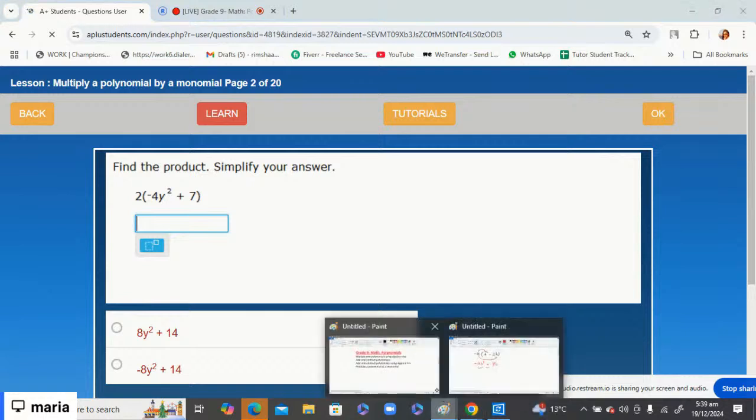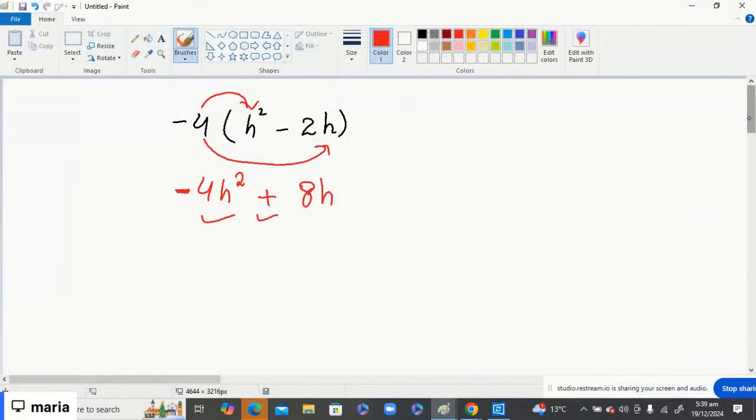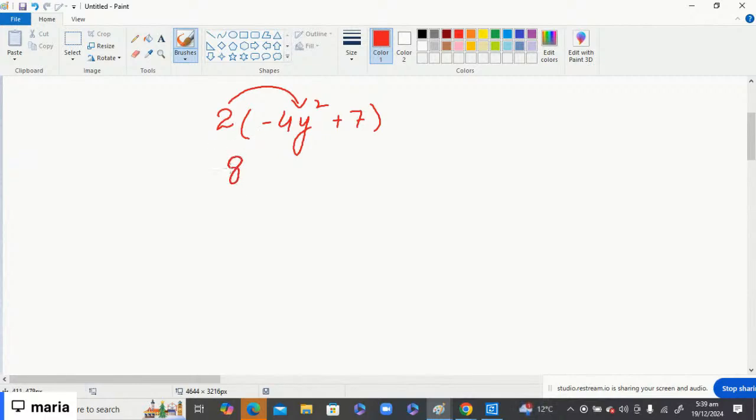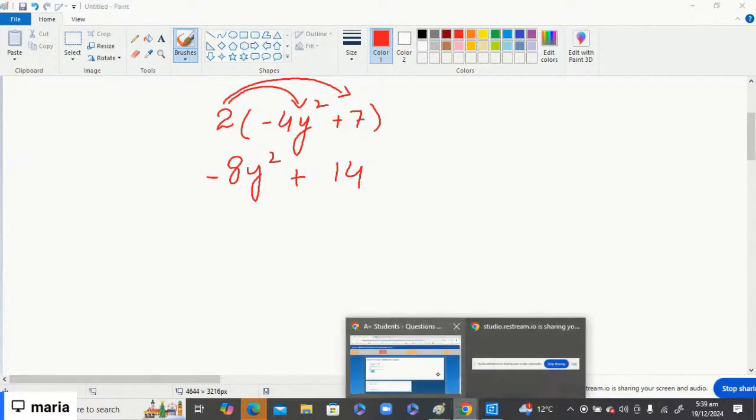Two into minus 4y square plus 7. First of all, multiply with this one. 2 times 4 is 8, minus sign as it is, y square as it is. Okay. Plus, then 2 with the 7. 2 times 7 is 14. So the answer is minus 8y square plus 14.